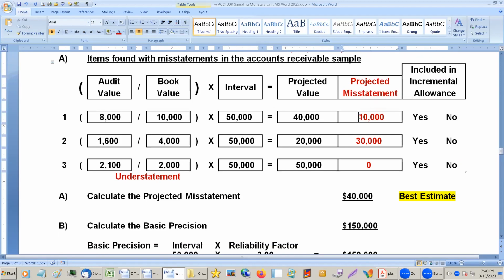Okay, so getting back to our problem here. We are going to take these amounts and see if they are in the incremental allowance. In other words, could anything be worse? Okay, well, you'll notice that this one, the book value is less than the interval. So there's still plenty of that interval left if these could go wrong. Same thing with this one, it's 4,000. The interval is 50,000.